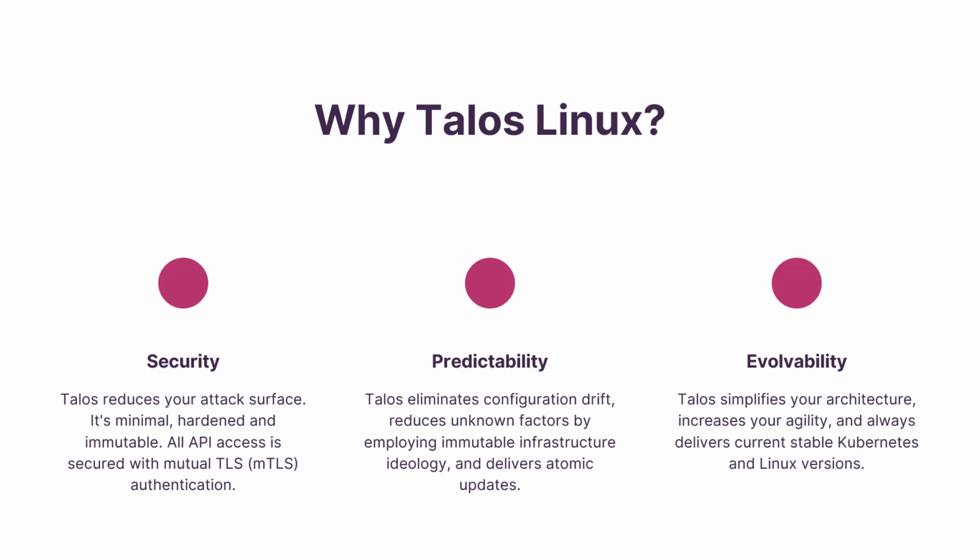The other thing is around predictability, so it eliminates configuration drift. It reduces unknown factors by employing immutable infrastructure ideology, so it's not going to allow you to change certain elements of that. Evolvability, I didn't even know this was a word, but this is all from Talos' site. It really simplifies your architecture, increases your agility, and always delivers current, stable Kubernetes.